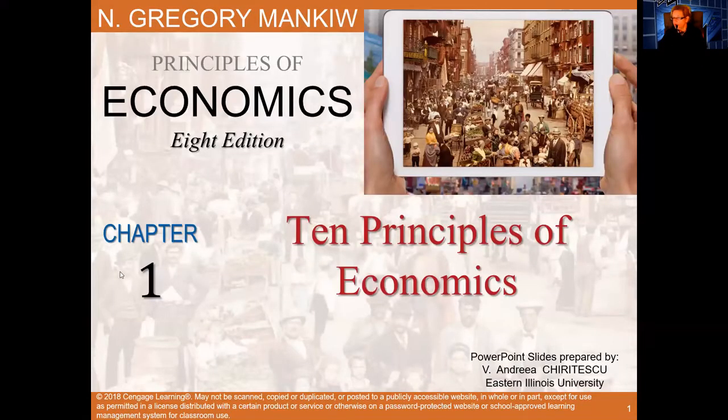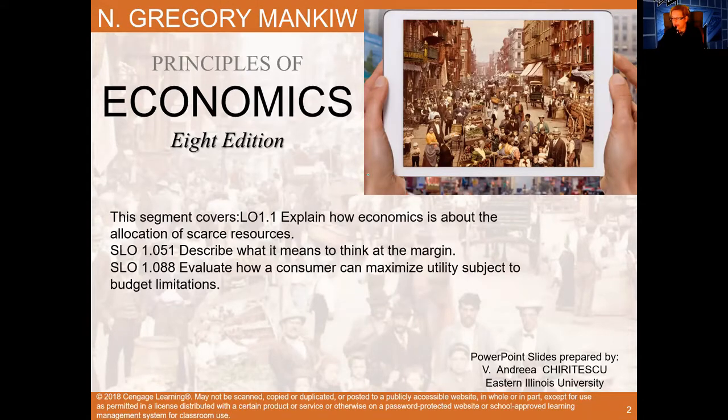Okay, so here we're looking at the 10 principles of economics, and our first objective in this chapter is to talk about how economists study this idea of scarce resources. We will find that economists mean that all resources are scarce. We'll talk very briefly, and define a little bit later on, what it means to think at the margin. Lastly, and probably more importantly, is how do individuals maximize utility?